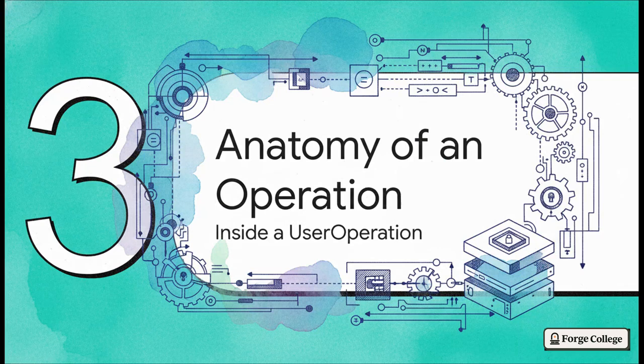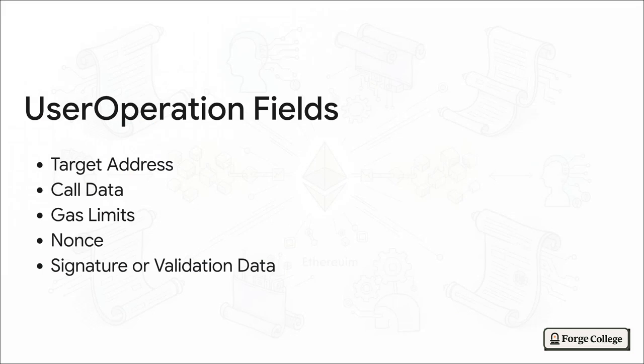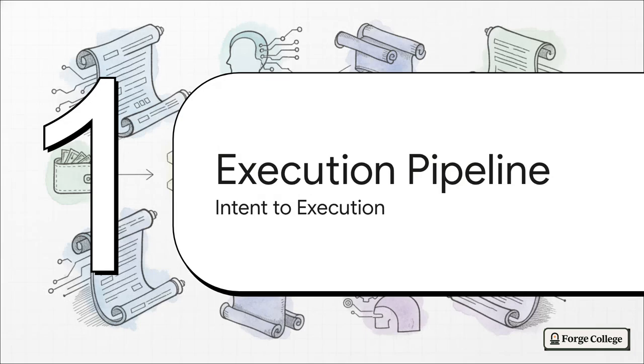Okay, let's dive into Section 3, Anatomy of an Operation. So, what's actually inside this thing? A user operation gives an incredible amount of control back to the wallet. It contains the target address, the actual call data, which just means the specific instructions of what you want to do, strict gas limits, and a nonce. A nonce is just a unique number to prevent hackers from repeating or replaying your transaction. Because you construct all of this off-chain, you get to dictate the exact terms and your gas budget entirely on your end.